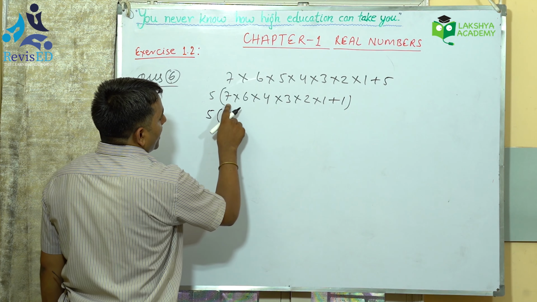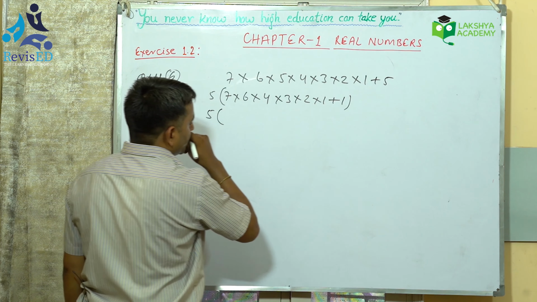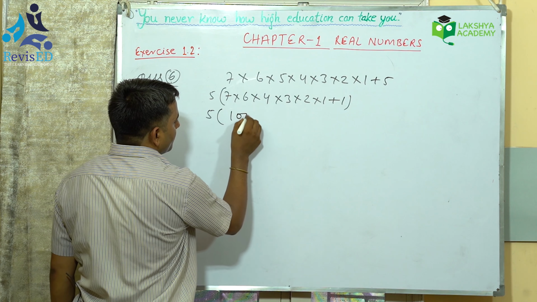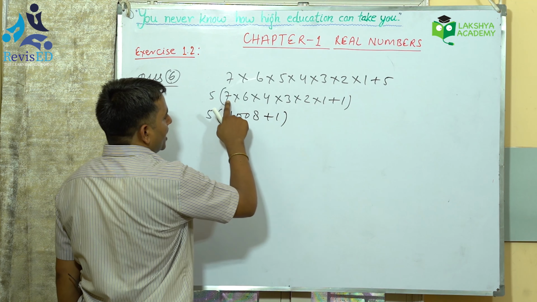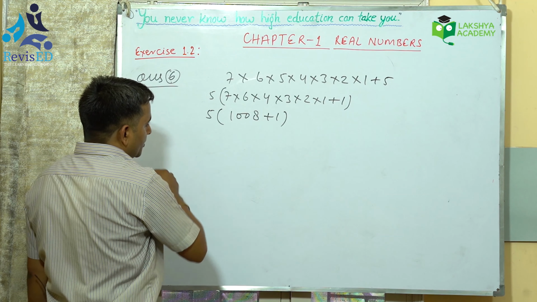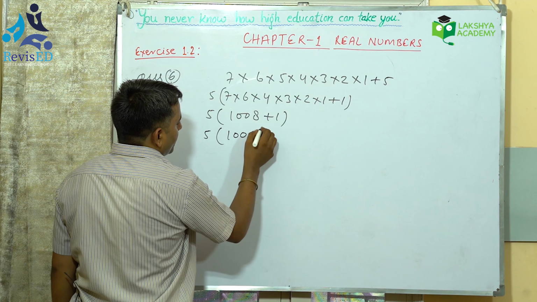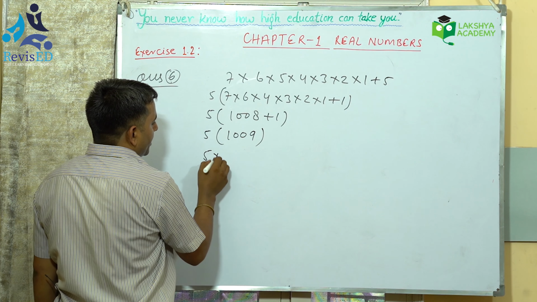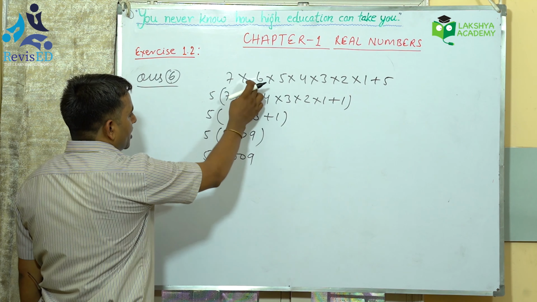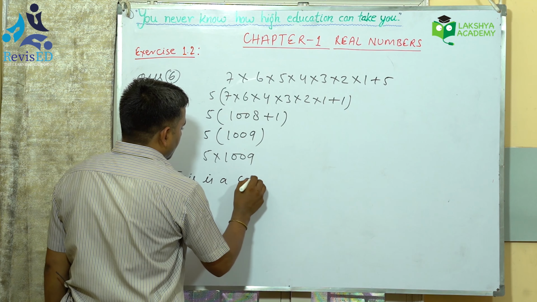Now we can multiply them. 7 into 6 into 4 into 3 into 2. On multiplying them, we get 1008, plus 1. So this is 5 times (1008 plus 1). On adding this one, we get 5 into 1009. So again, here are two factors. This is a composite number because it has two factors. Therefore, this is a composite number.